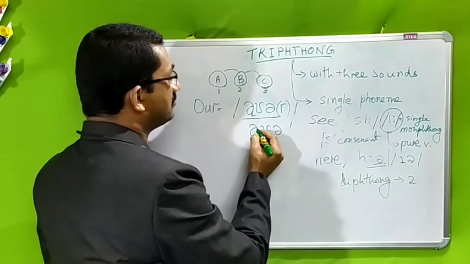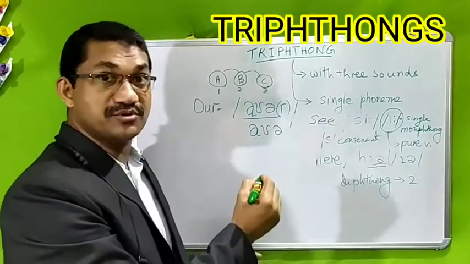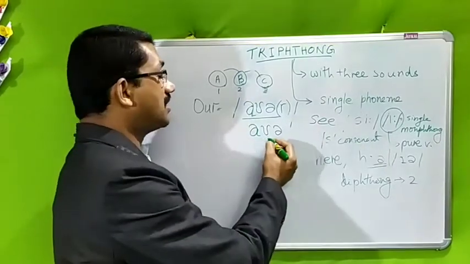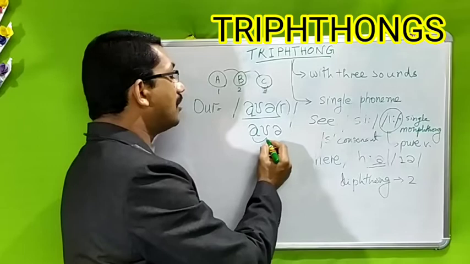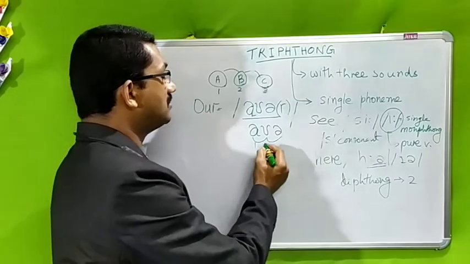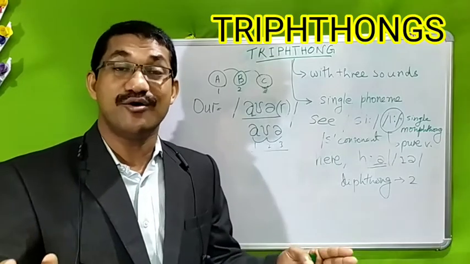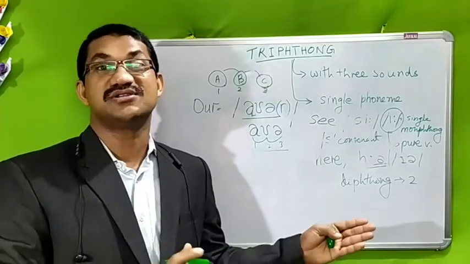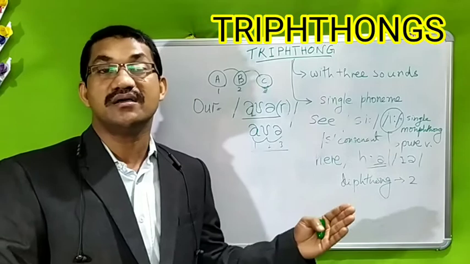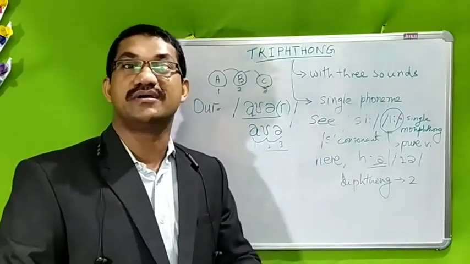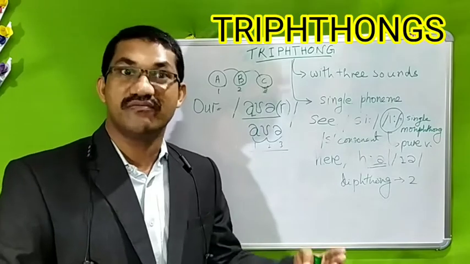Alright, the tongue is gliding from the position required, that is a to u, and again to the third position. Alright, so 1, 2, 3. Such a type of sound in the articulation of which the tongue is taking three positions, we call such sounds triphthongs.